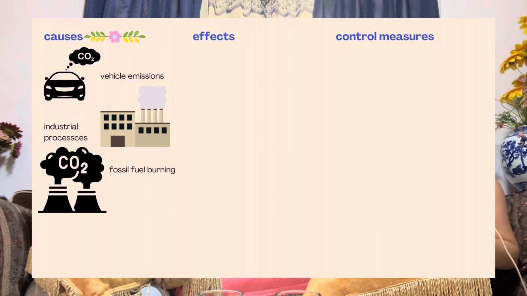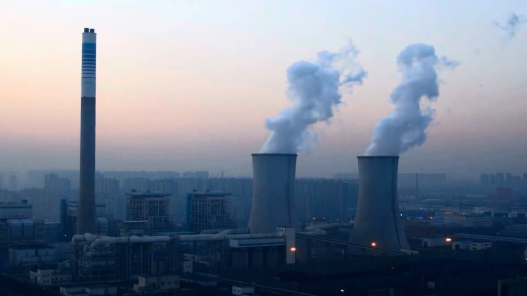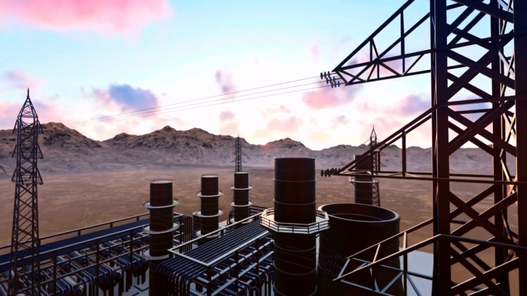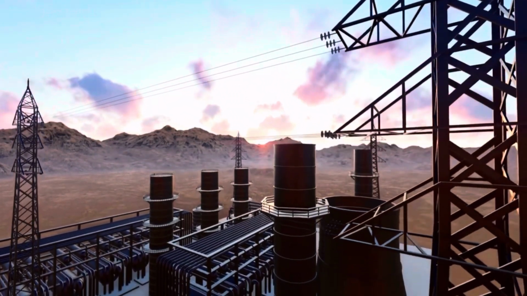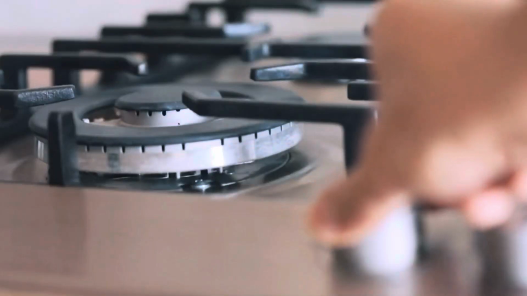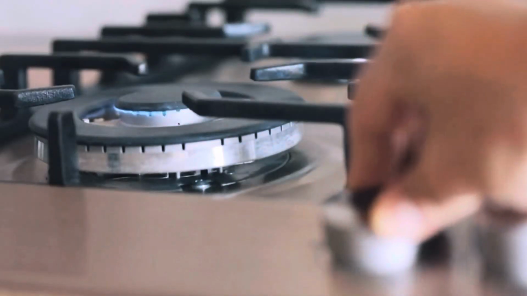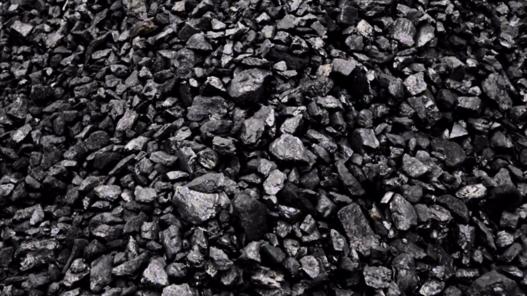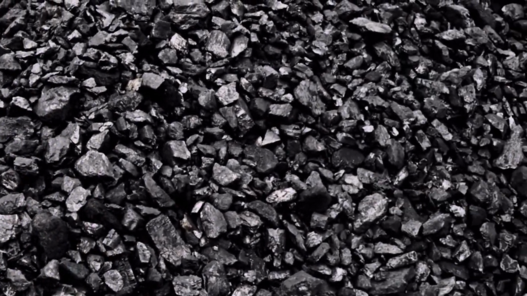So the next cause is fossil fuel burning. Fossil fuel burning releases pollutants like carbon dioxide, sulfur dioxide, and nitrogen oxides into the atmosphere. These emissions contribute to air pollution by causing smog, acid rain, and health problems. Additionally, they are a major driver of climate change due to the release of greenhouse gases.